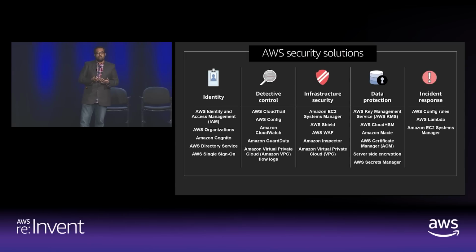Then we also provide you services around detective control, so CloudTrail, Config, CloudWatch, infrastructure security, EC2 SSM, Shield, WAF, and we'll talk about all of that in coming slides, as well as how GE uses these services to achieve the outcome and meet their security requirements.